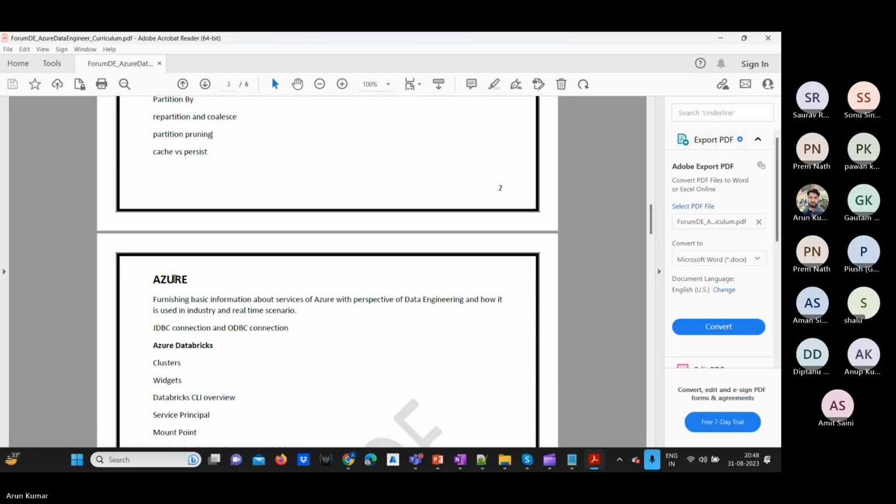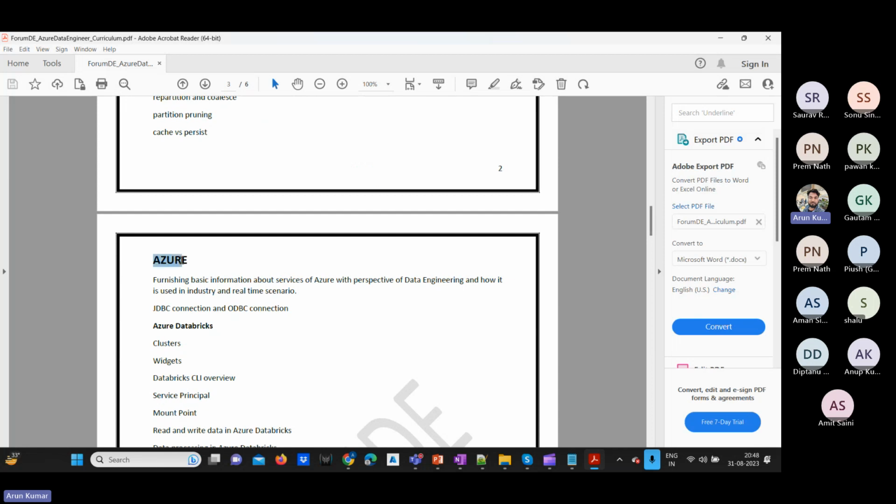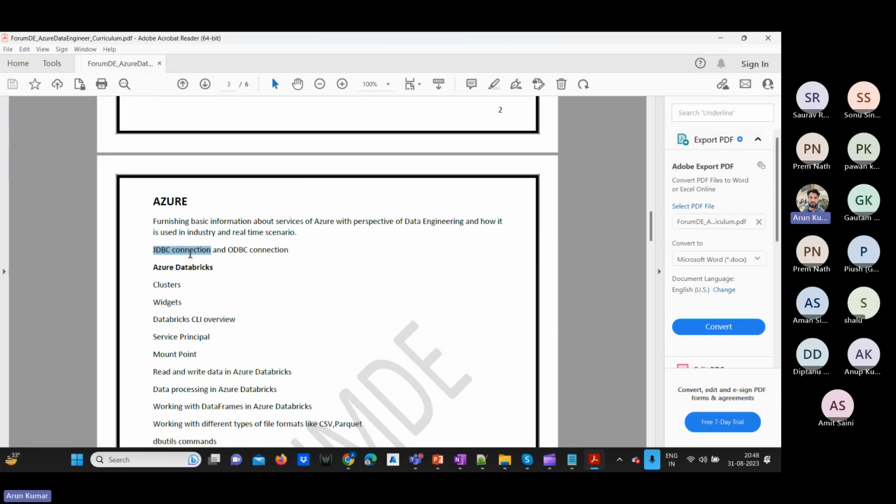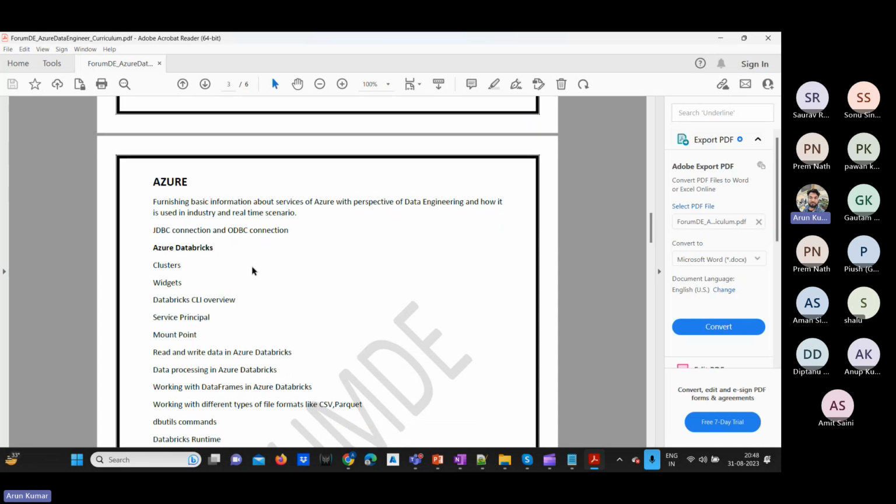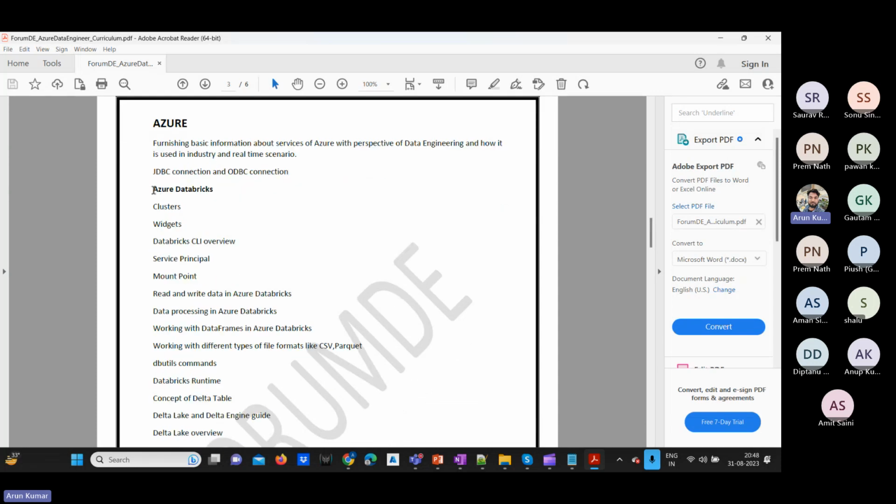Then I'll start my discussion around Azure. I'll be talking about two kinds of connections in Azure, JDBC and ODBC. Then I'll be talking about Azure Databricks, a service in Azure. This Databricks is right now a game changer in the market. This is the best analytics tool available right now, and again, Databricks is a separate company that is integrated with Azure.